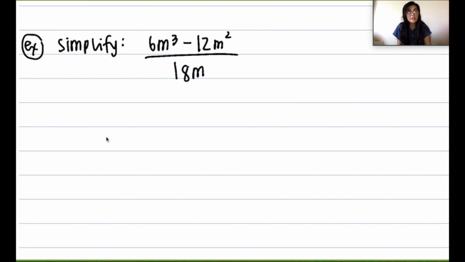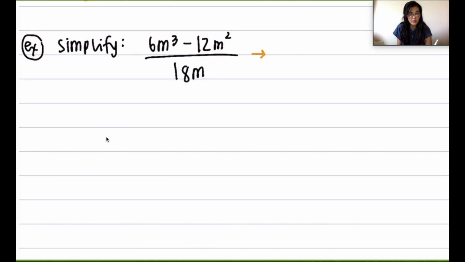All right, if you guys take a look at the top here, I can actually factor out a 6 from both terms. So this has a 6 and this has a 12, so they have a common factor of 6. And then notice here, this one has 3 m's and this one has 2 m's, so they actually both have 2 m's in common, so that is my common factor. What that would leave me with then in parentheses is going to be an m minus 2. And then I'm going to go ahead and keep that 18m on the bottom.